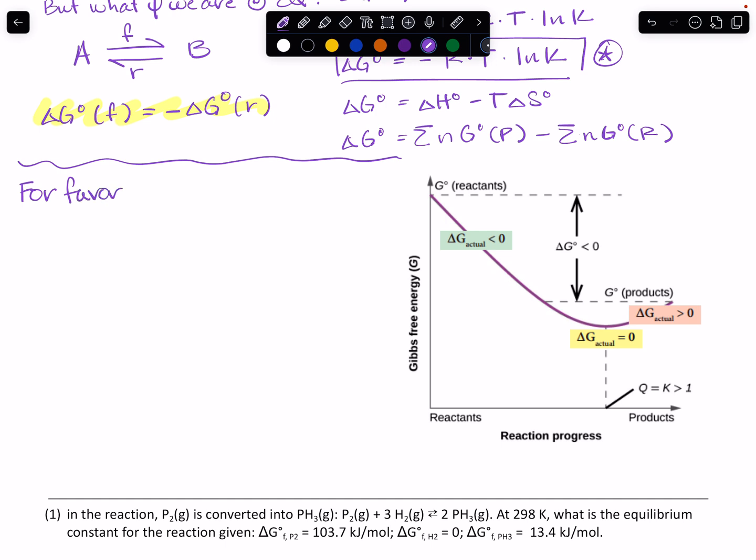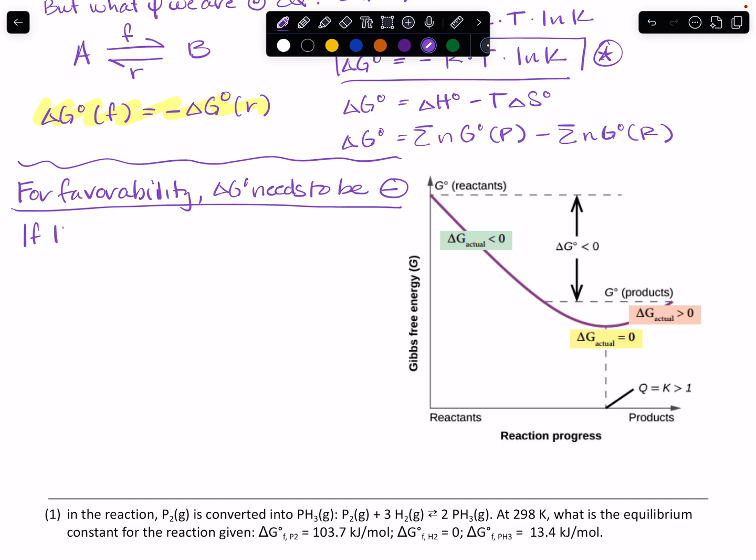All right, so for favorability, we know that delta G needs to be negative. All right, so let's think about what that means in terms of our equilibrium constant in that formula.